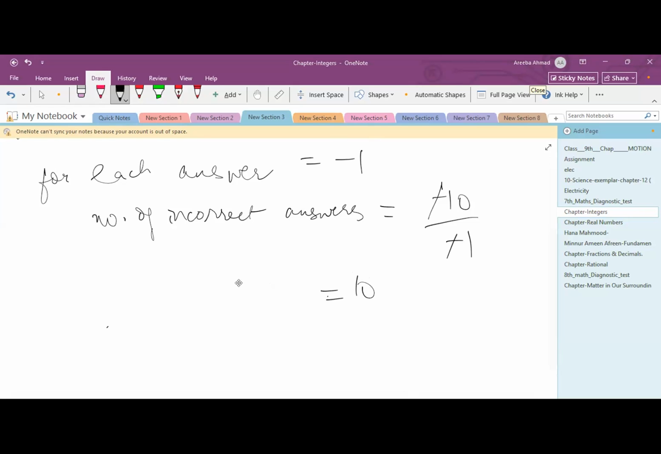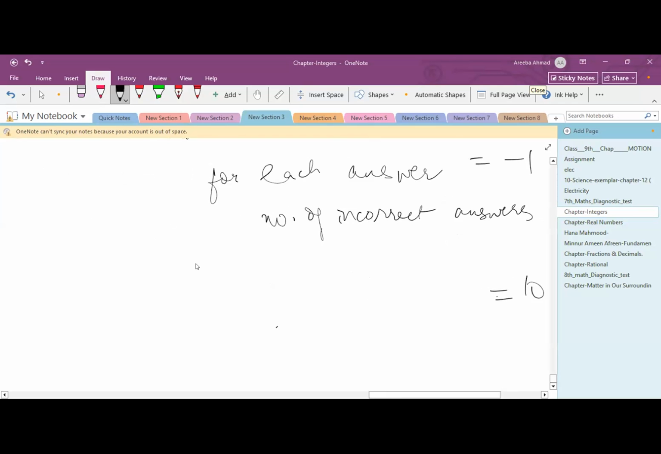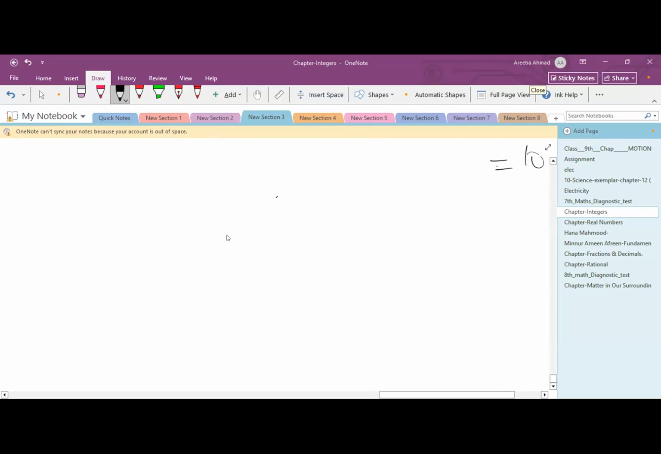So now what is the second part? How many questions were given in the test? Total correct answers were 10, and total incorrect answers I have got just now were also 10. So how many questions in total? 20. Easy. Total correct and incorrect answers, I just have to add.